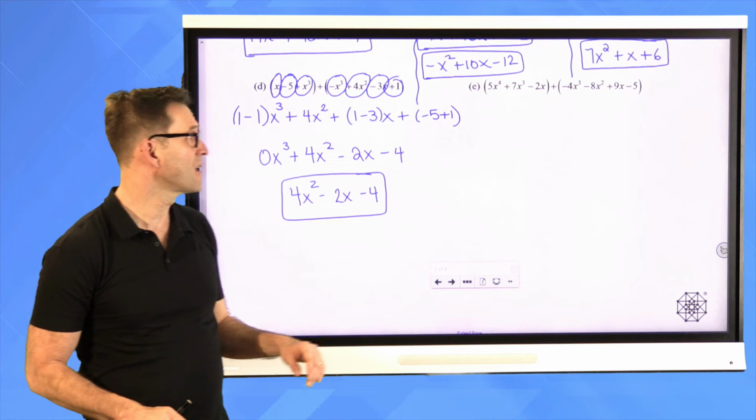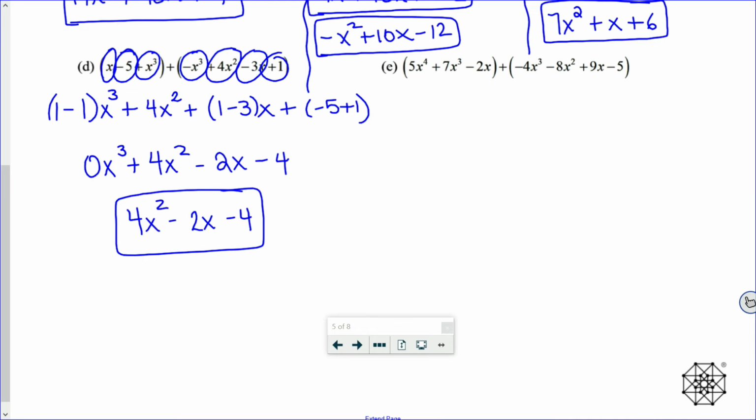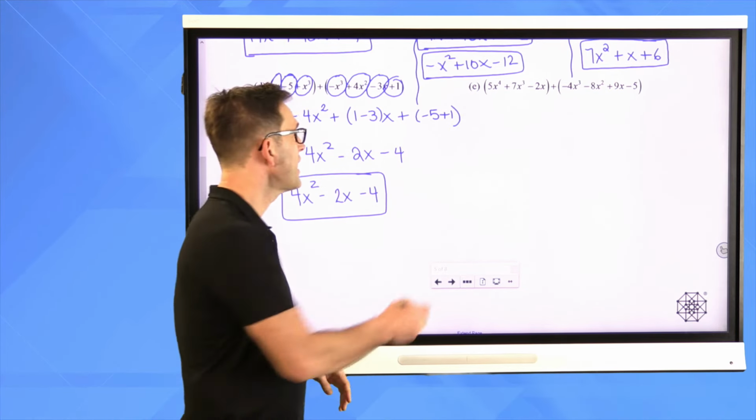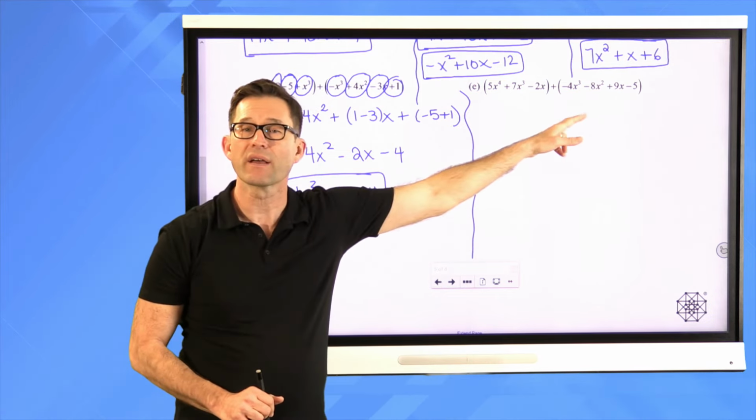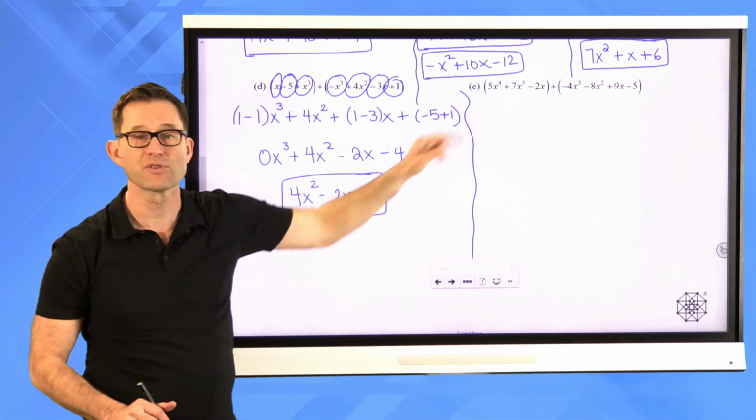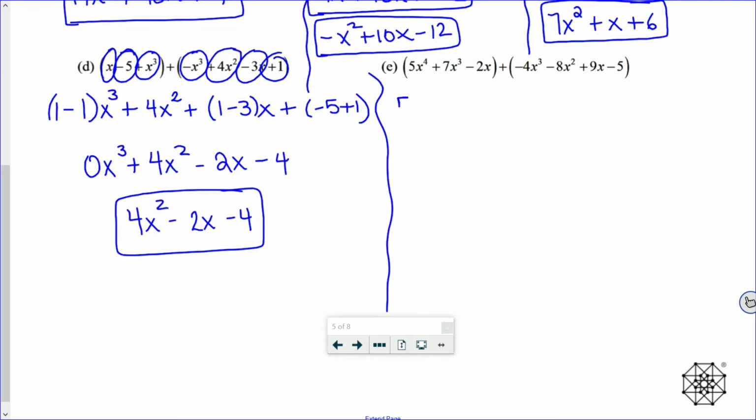All right, let's take a look at the last one, which is the longest one, right? We've got 5x to the fourth plus 7x cubed minus 2x plus negative 4x cubed minus 8x squared plus 9x minus 5. Now again, like the last problem, right? This second polynomial does not have an x to the fourth term like this first one does. So I can literally leave this and just begin with 5x to the fourth. Right now, what we've got in terms of x cubed, we've got 7 here, and we've got negative 4 here.